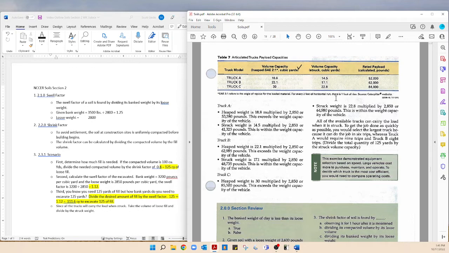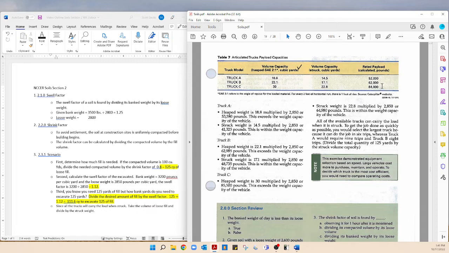And as you can see, this is the rated payload of 52,000 for truck A. This is the rated payload for truck B. And look at this one, it can carry 84,000.